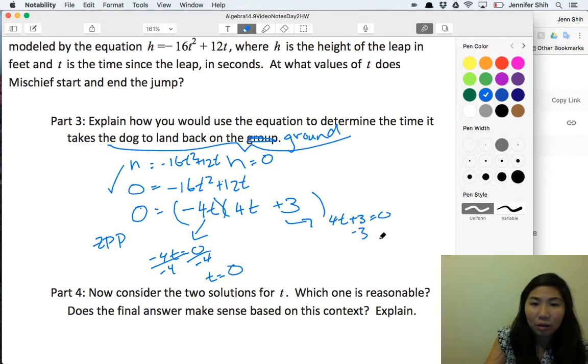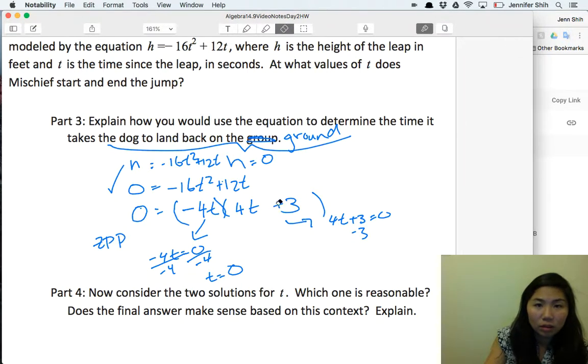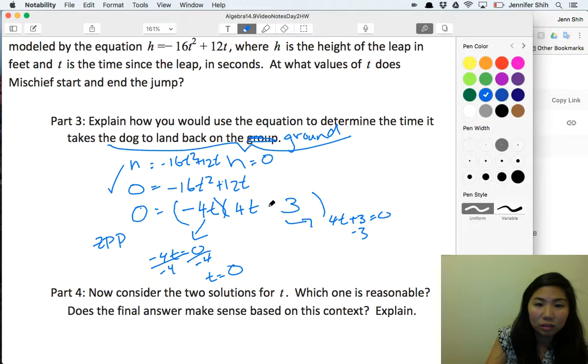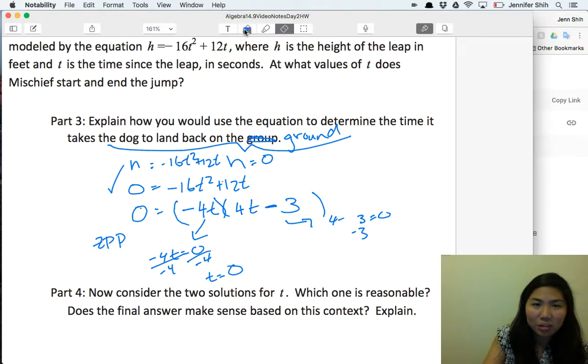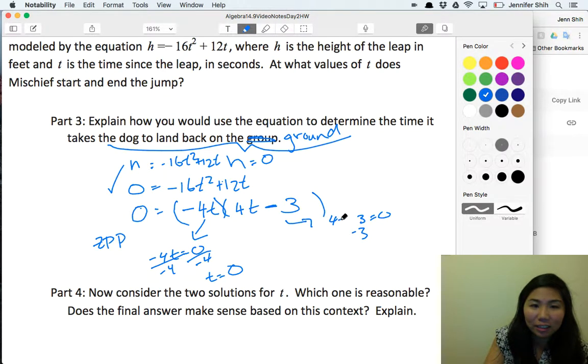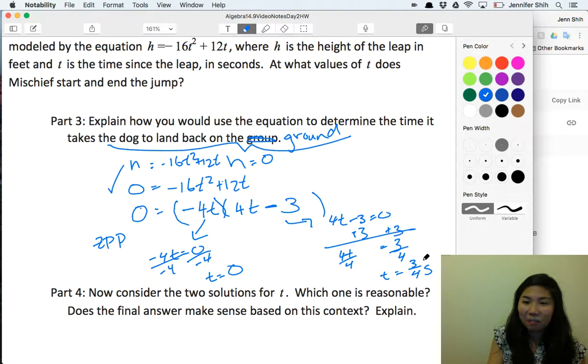And then, oh, good, oh, this should be negative. Sorry, people. It should be negative. Negative times negative is a positive. That scared me for a second. I'll tell you why that was scary for a second. 4t minus 3. So we're going to add 3 on both sides. 4t equals 3. Divide by 4, divide by 4. t is equal to 3/4 of a second, which is less than 1 second. The poodle was in the air.